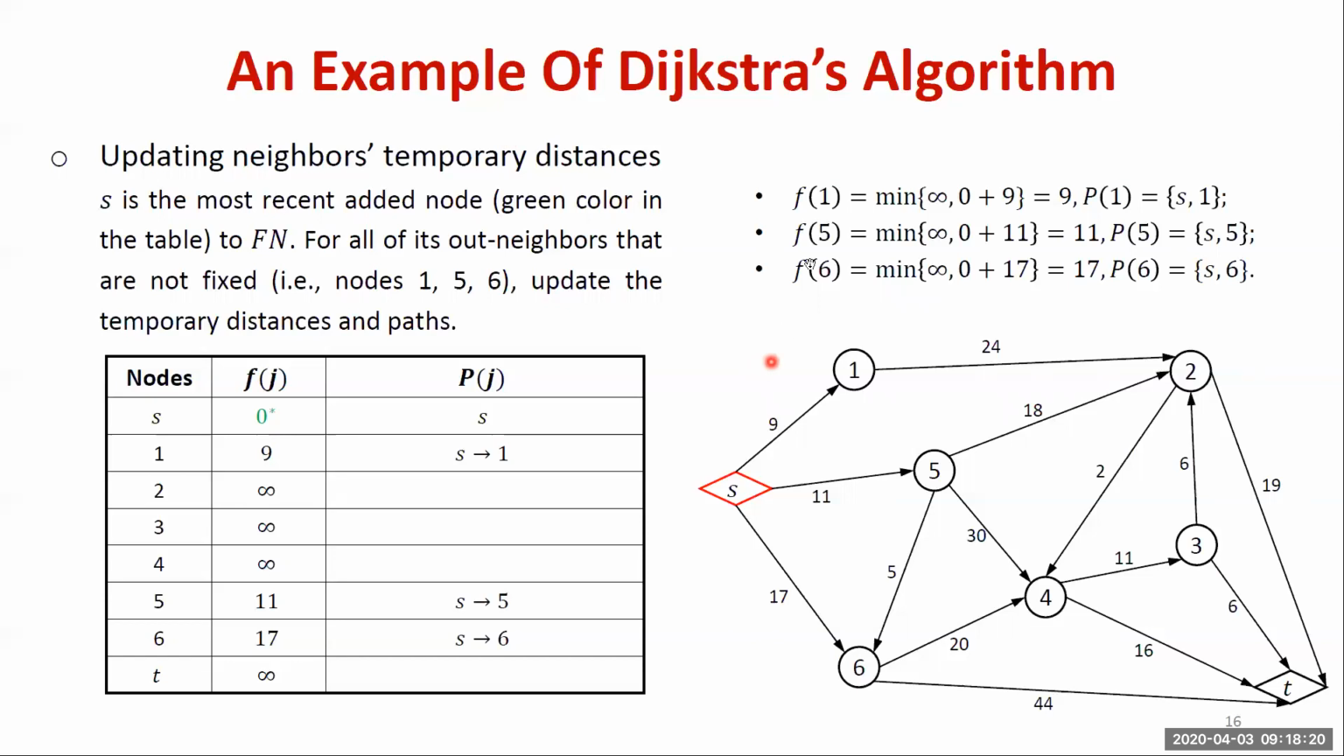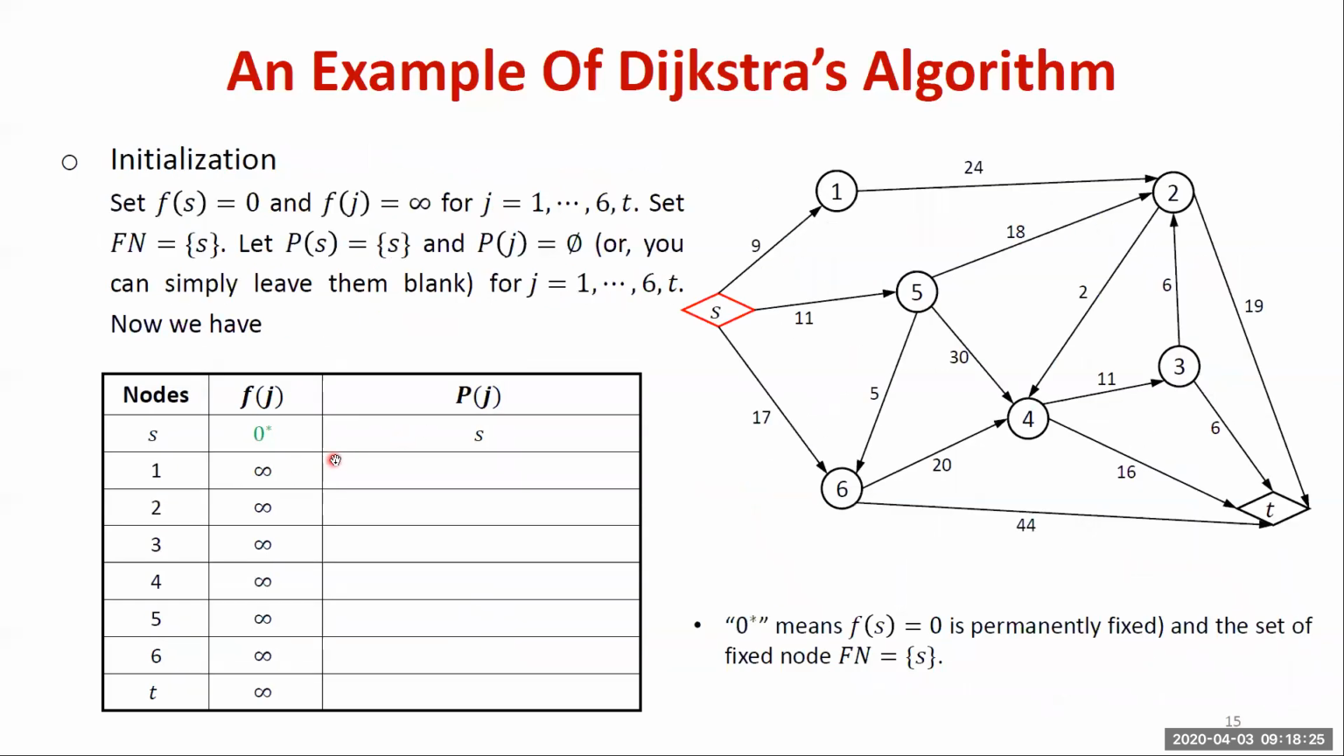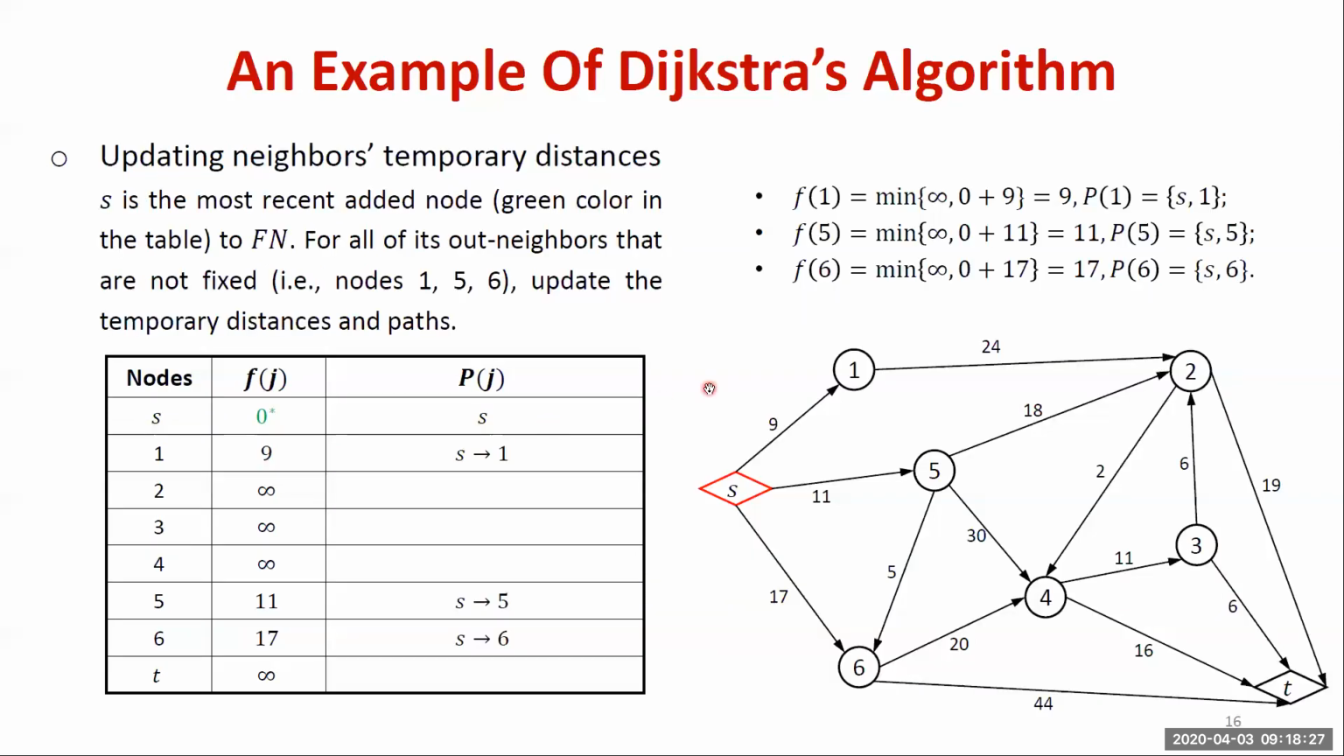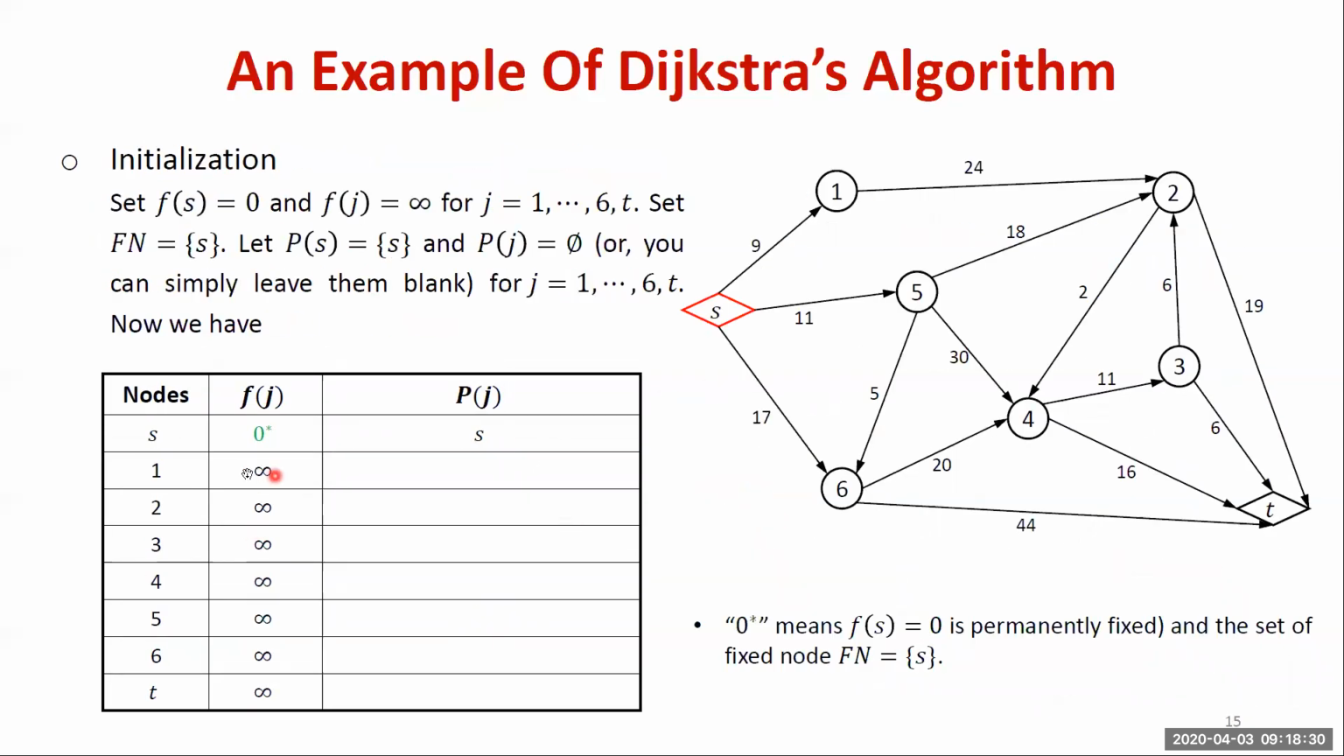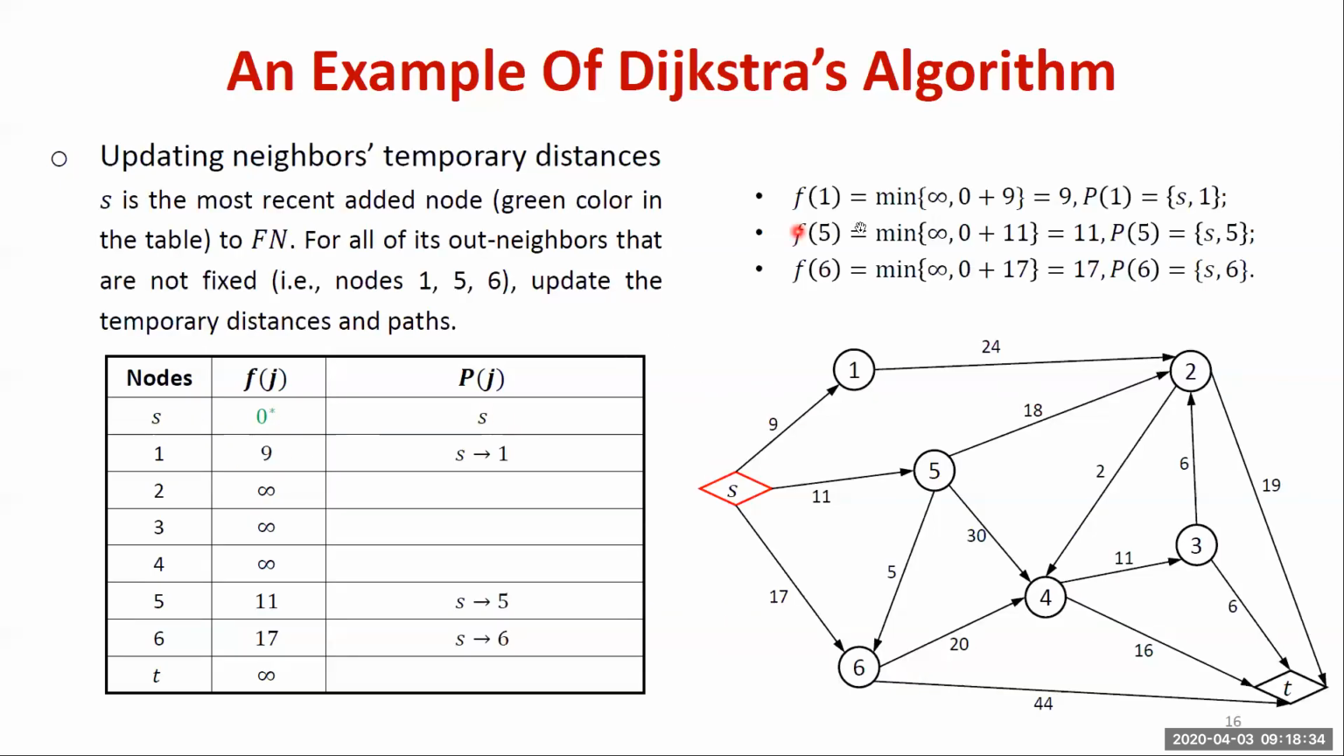Then use this recursive formula. What is F1? F1 means the previous F1, so I need to have a look at this table. The previous F1 is what? Infinity, right? Now F1 is the minimum of the previous F1, or from S to S, which is 0, plus from S to 1 directly, which is 9. So you compare infinity versus 9. Of course, it is 9.